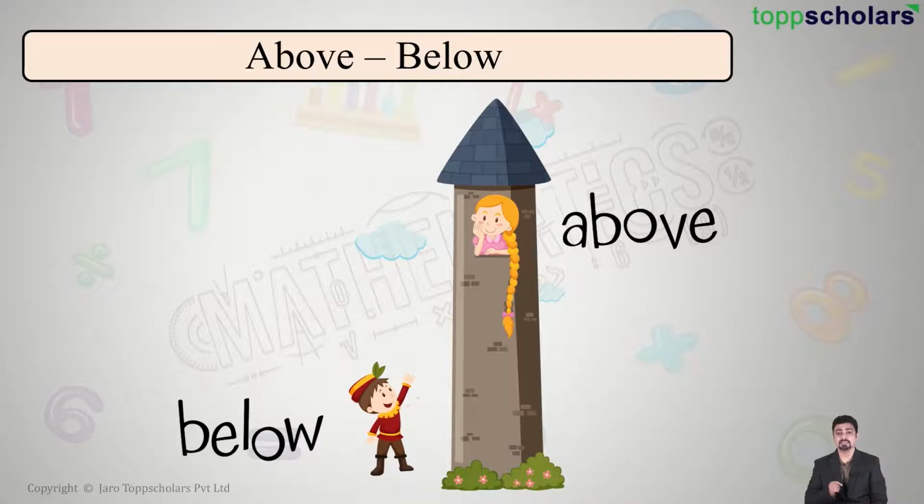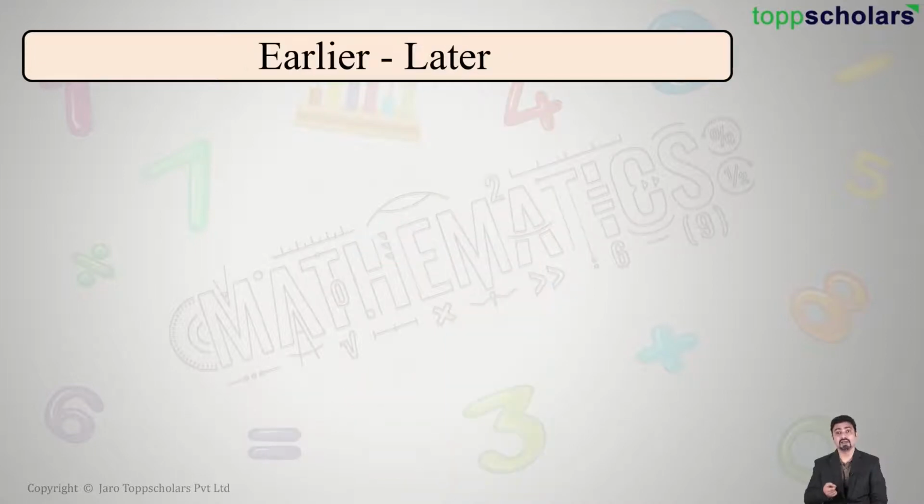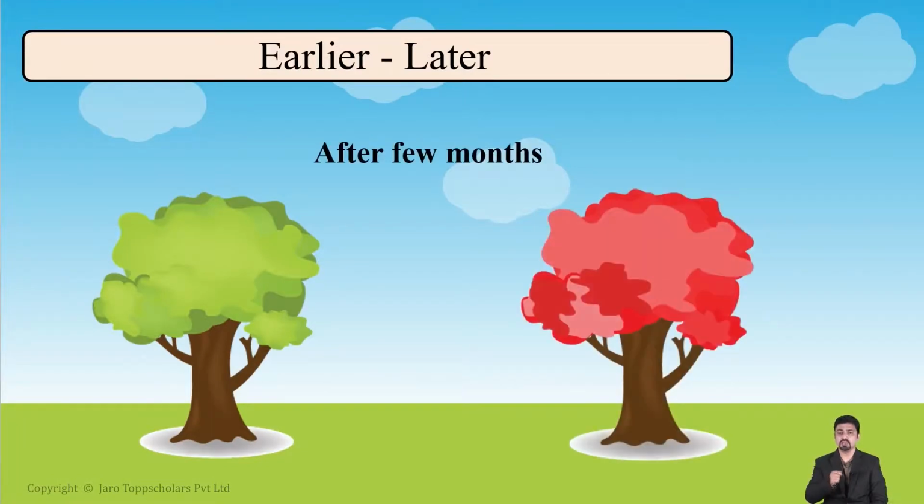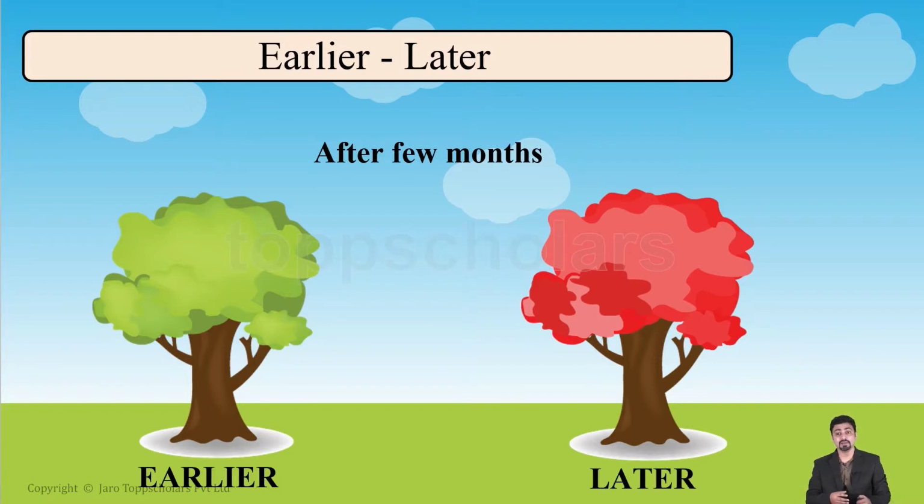Let's take the next example of earlier and later. Now, we see that there was a tree which was green in color, and after a few months it turned into red leaves. Maybe it was springtime and then it was autumn. So the green leaves turned red. Can I say that it was earlier green in color and later red in color? So we have understood earlier and later.